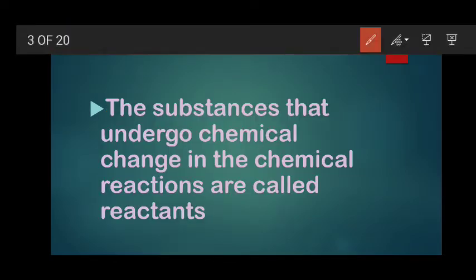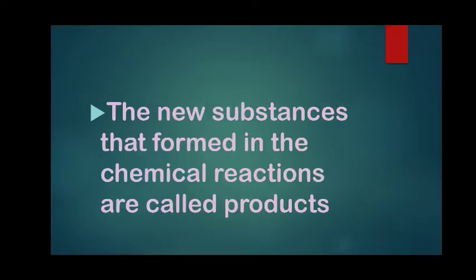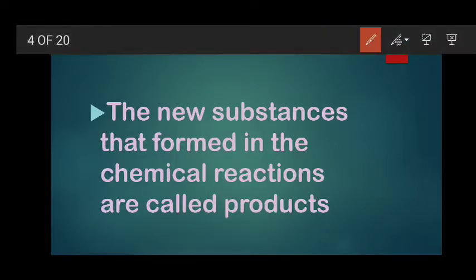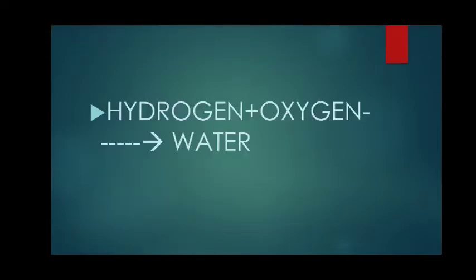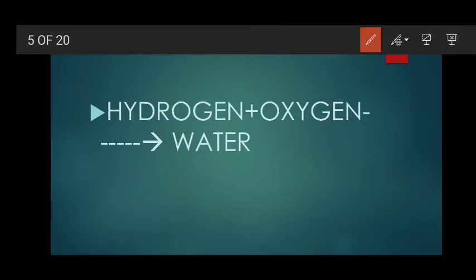Next, in a chemical reaction two terms are used, reactants and products. The substances that undergo chemical change in the chemical reaction are called reactants, clear? And next is product. The new substances that are formed in the chemical reactions are called products. So these are the two terms that we use in a chemical reaction, reactants and products.